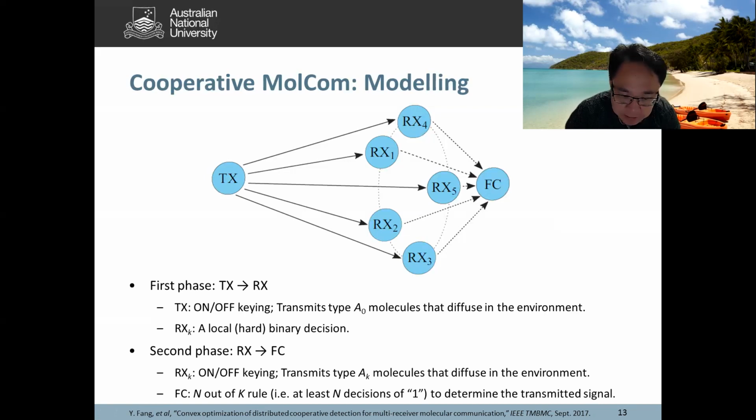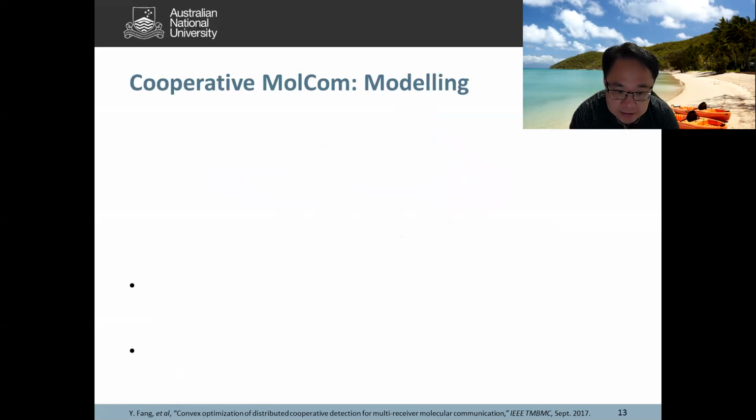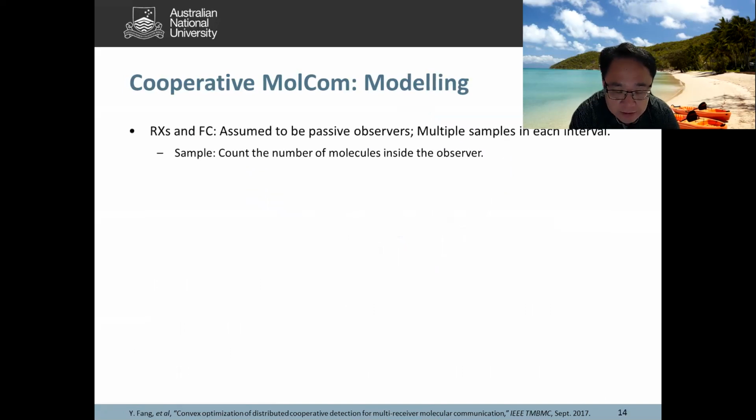Apart from that, if N equals 1, then that can be considered as an OR rule, which means the fusion center makes a decision of 1 if at least one decision of 1 is received. For the general case, we consider an N-out-of-K rule, and we call it a majority rule in this figure. Considering this system model, we assume that the receivers and the fusion center are passive receivers. These receivers do not react with the molecules. They only count the number of molecules within themselves.